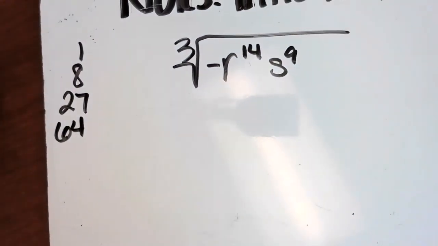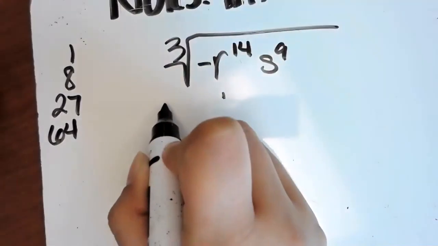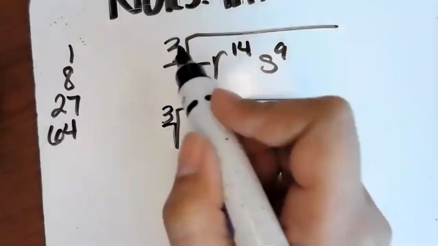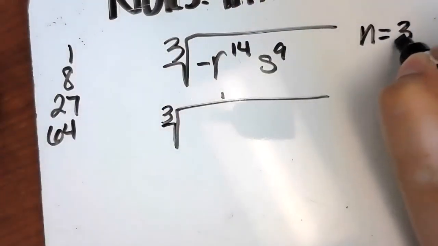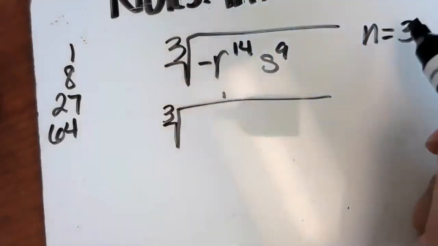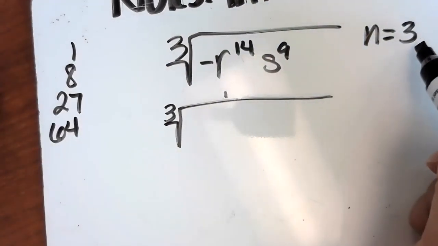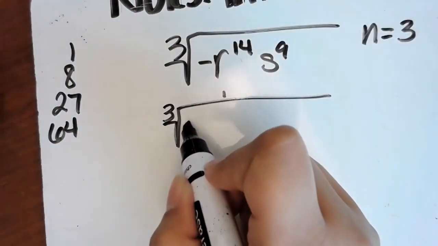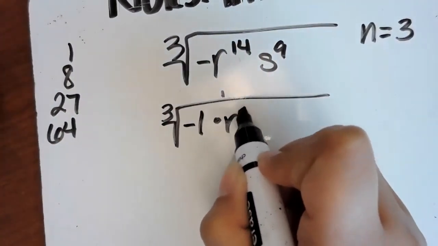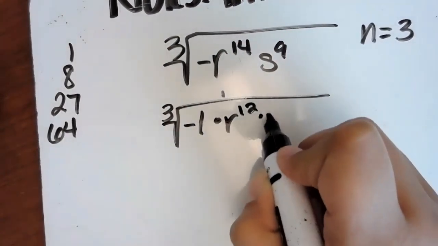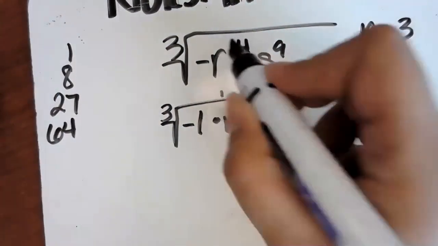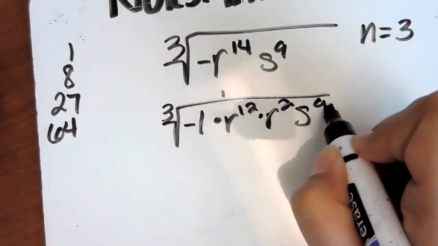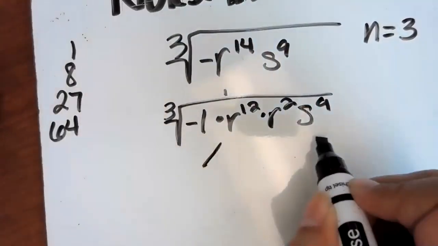So break this up. Your index is 3, so you need them to be multiples of 3. 14 is not a multiple of 3, but the biggest multiple of 3 that doesn't pass 14 would be 12. So this is negative 1 r to the 12, r squared. 12 plus 2 is 14. 9 is a multiple of 3, so you can leave that one alone.